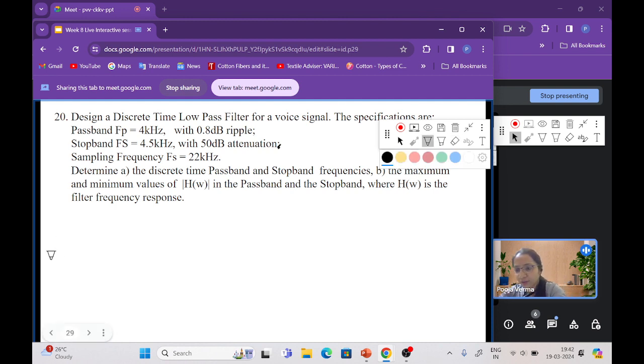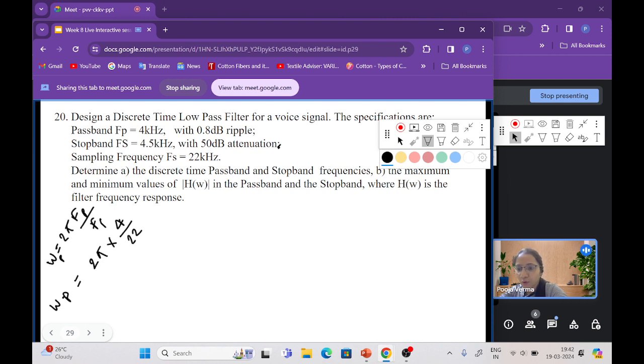So as we know, in order to find out omega p, already discussed in the previous question, that is Fp divided by Fs, in order to find out the normalized discrete-time passband frequency. That is 2 pi Fp, given as 4 kilohertz, and the sampling frequency is given as 22 kilohertz. So kilohertz will cancel, so 4 by 22. What will we get from here?